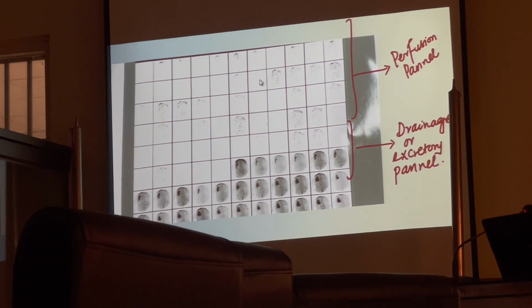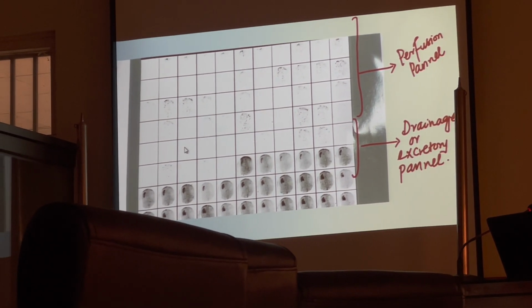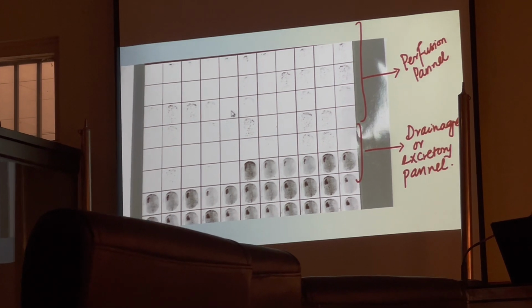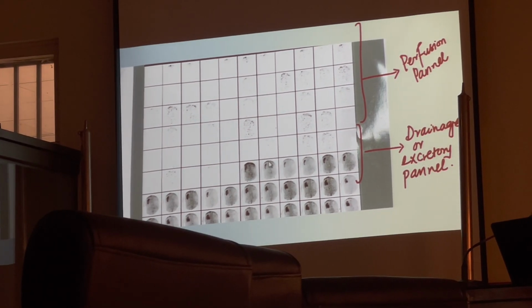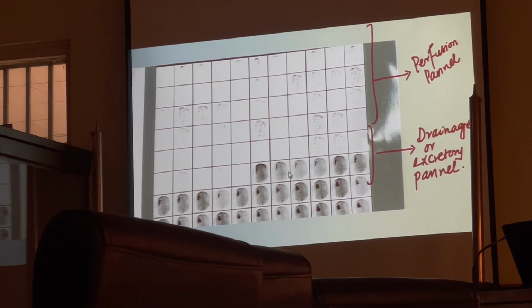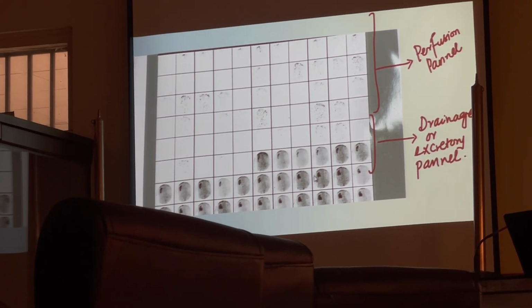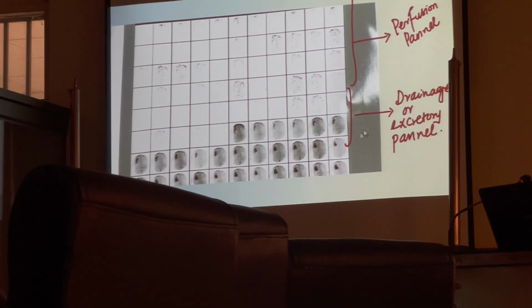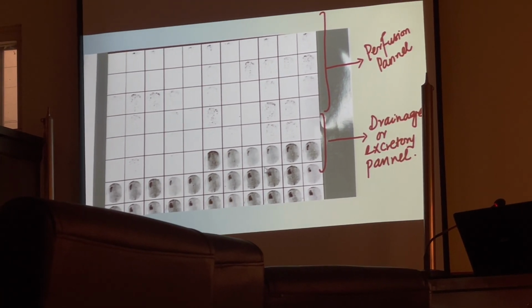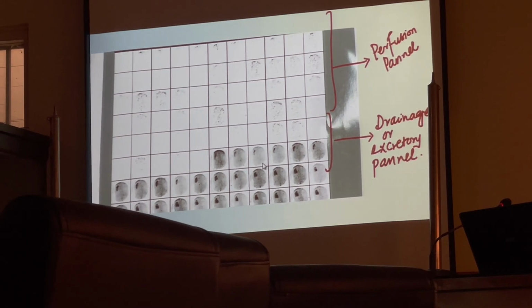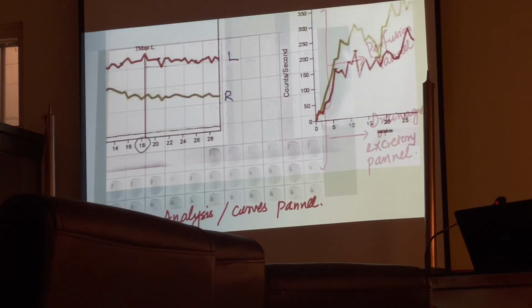In DTPA scan investigation, this area is called the perfusion panel. These images show the perfusion to the kidneys, and when contrast comes into the collecting system, it is then called the drainage or excretory panel. These images are collectively known as the drainage or excretory panel. These are the parts of the DTPA investigation.